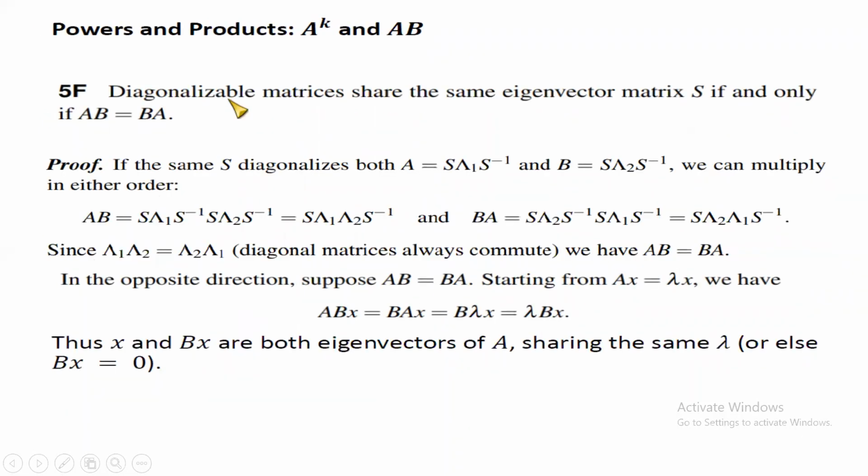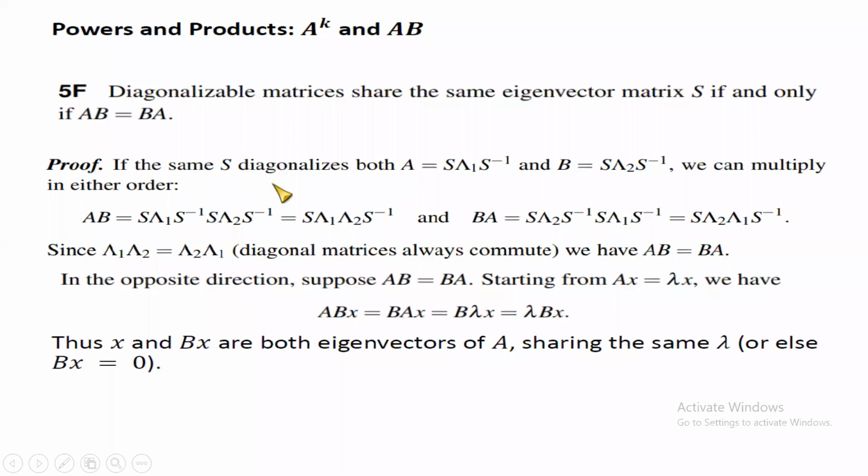Diagonalizable matrices share the same eigenvector matrix S if and only if AB is equal to BA. So whenever we have two different matrices A and B, if AB is equal to BA, then the diagonalizable matrices share the same eigenvector matrix. For this we can prove it.